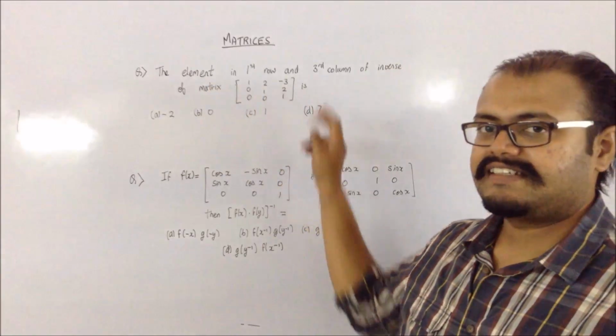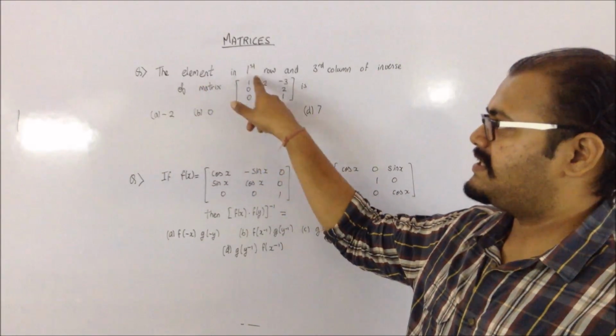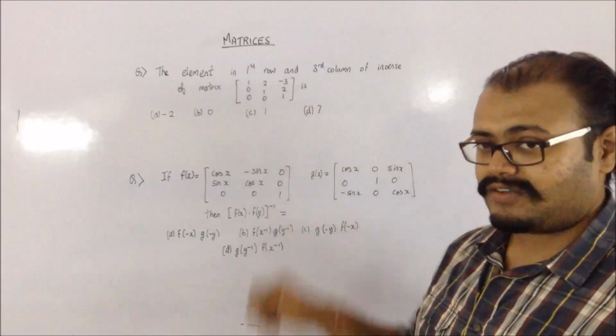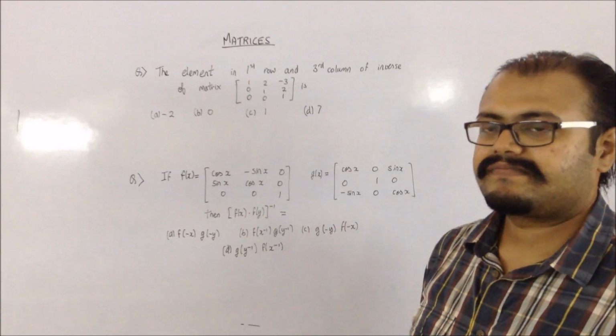The next question is related to finding inverse. So what we have to do is we have to find the element in the first row and the third column of the inverse of this particular matrix.